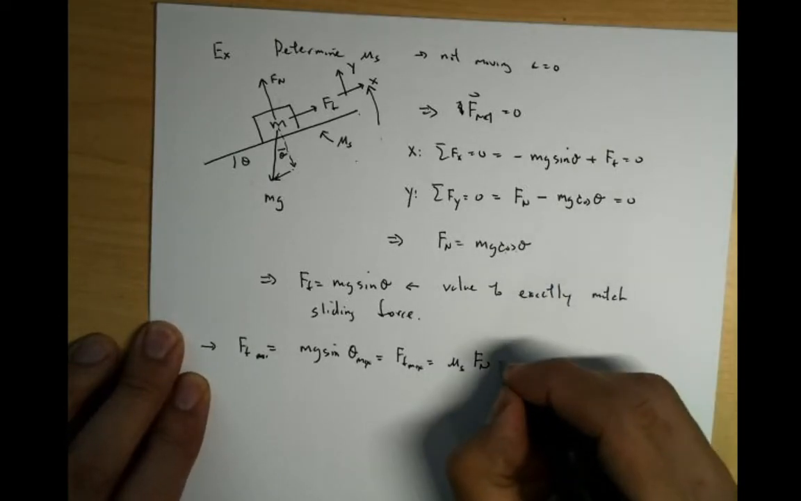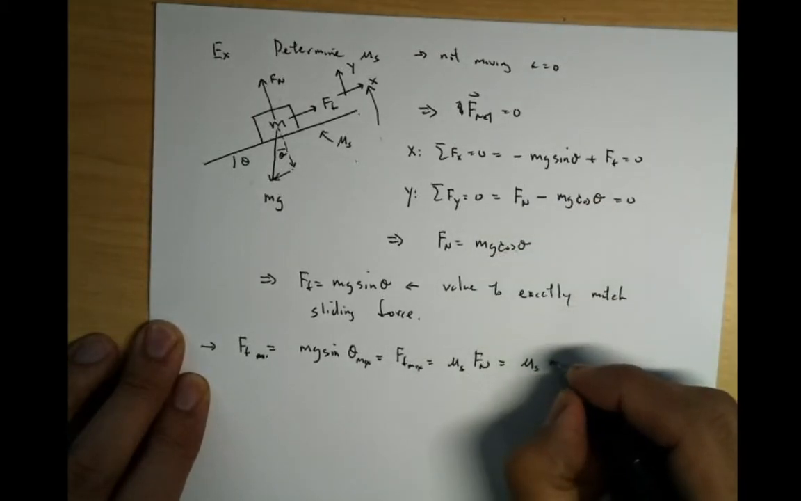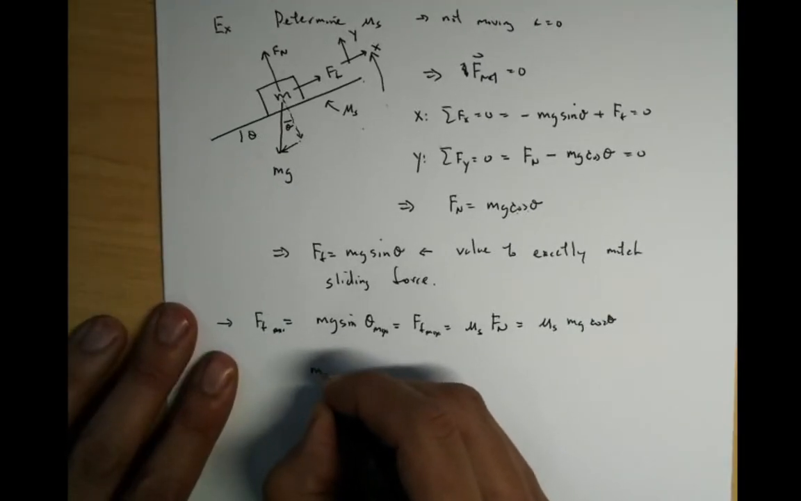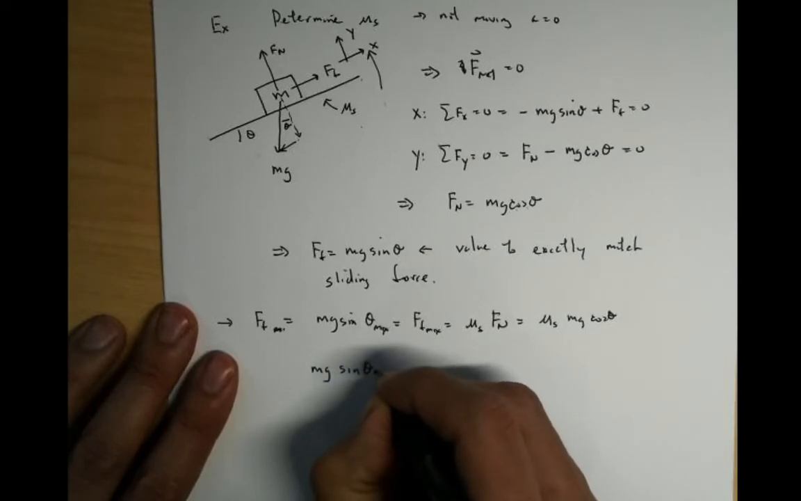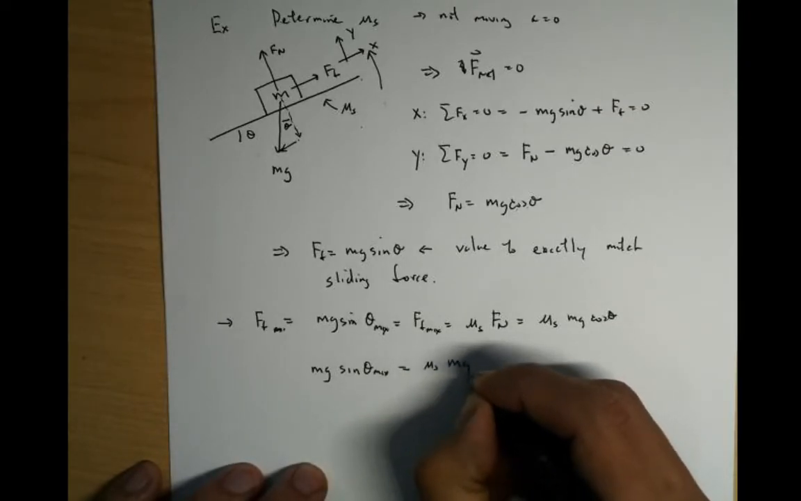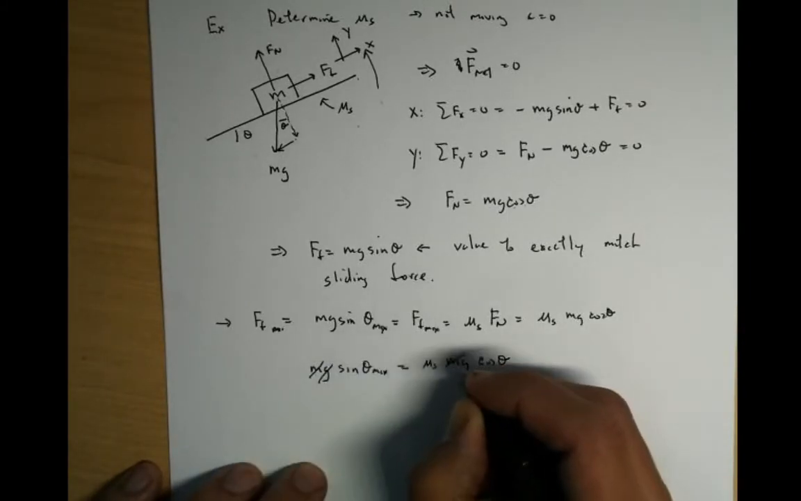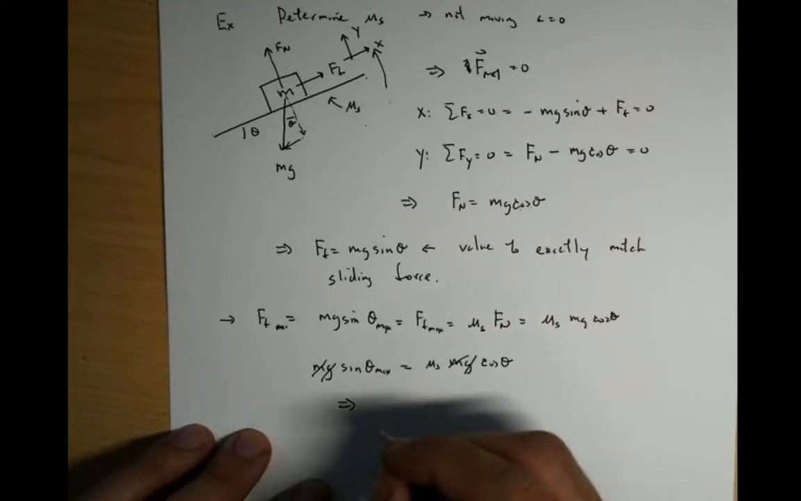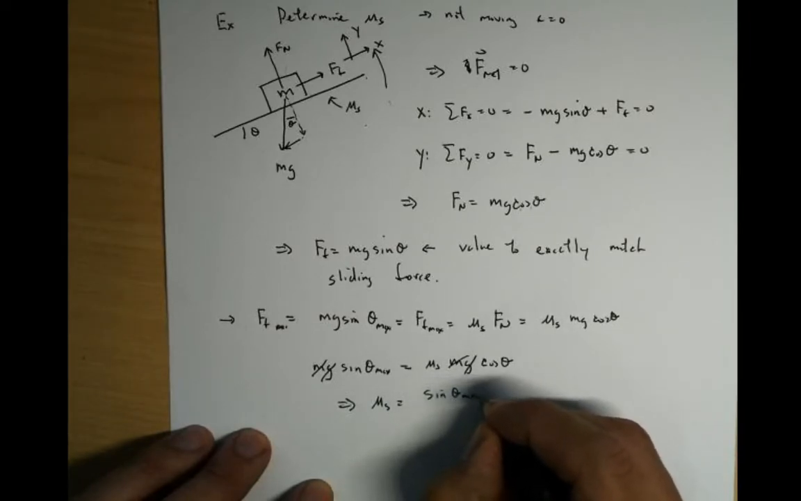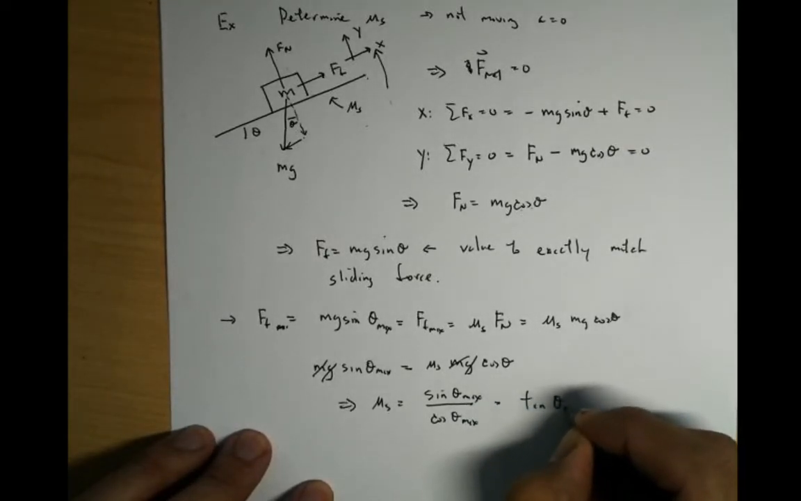Okay. What's mu sub s? Mu sub s is something I don't know. F of n is something I do know. That's just mg cosine theta, right? So let's basically balance everything out. Mg sine theta max is equal to mu sub s mg cosine theta. The m's cancel out, the g's cancel out, right? And so what we have is that mu sub s is equal to sine theta max over cosine theta max, which is the tangent of theta max, right?